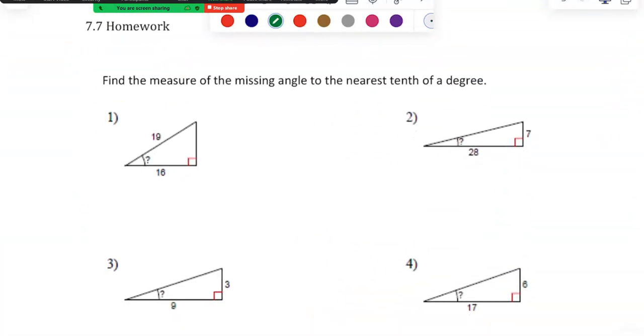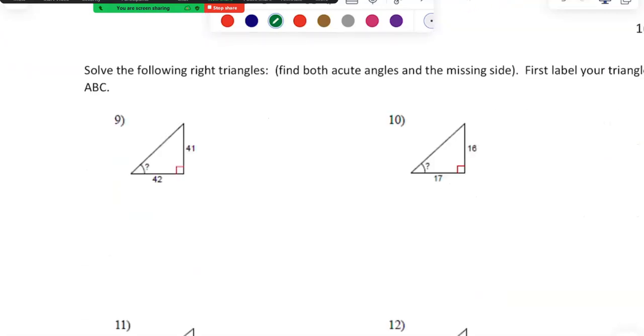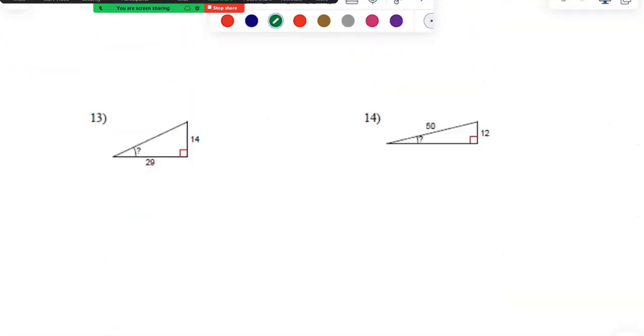Okay, your job is to complete this homework on these 2 pages.